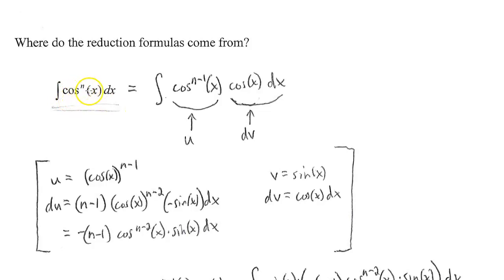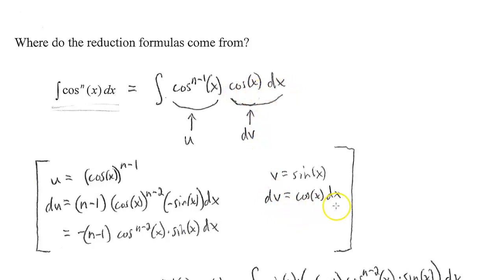Well, we can write cosine to the n as cosine to the n minus 1 times cosine, kind of like x to the 5th power is the same thing as x to the 4th times x. So cosine to the n is the same thing as cosine to the n minus 1 times cosine, right? Like cosine to the 5th would be cosine to the 4th times cosine. Now that we've broken it apart, we can let u be cosine to the n minus 1 and dv be cosine x dx.